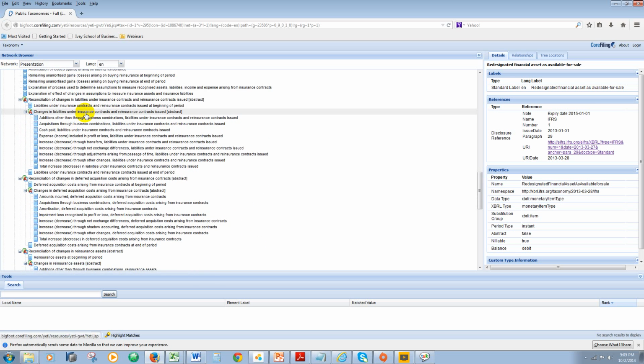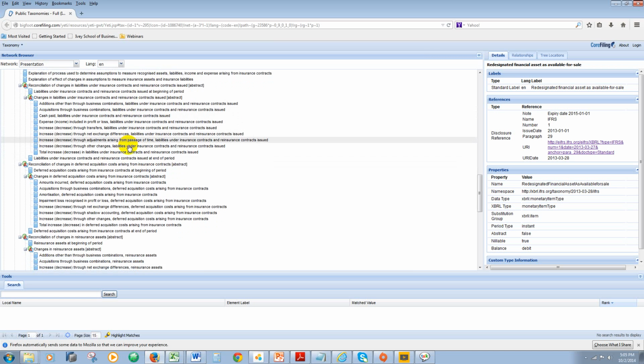Then these are some of the important elements. As we scroll down, we see some reconciliations. We see reconciliation of changes in liabilities under insurance contracts and reinsurance contracts issued. So we find the opening balance over here: liabilities under insurance contracts and reinsurance contracts issued at the beginning of the period, and liabilities under insurance contracts and reinsurance contracts issued at the end of the period. So these are the reasons for the changes in these two balances, that is beginning and closing balances.